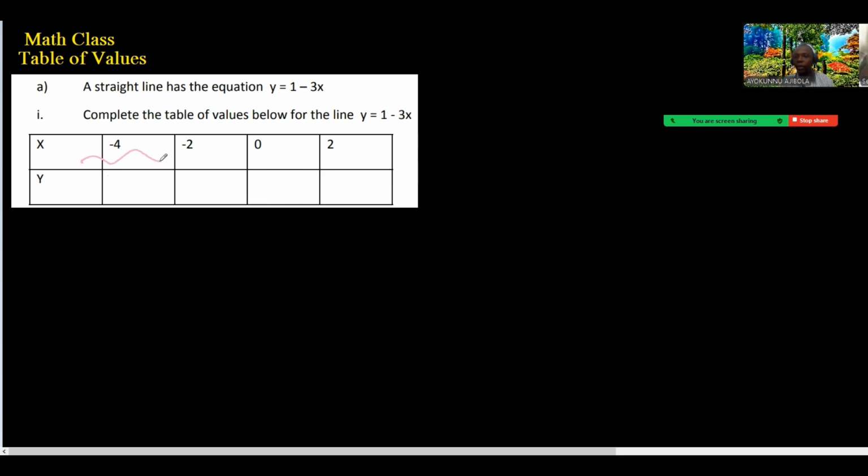We've already been given the input values. So if the input is -4, we need to find the output. And to find the output, we use this expression: y must be given by 1 minus 3 of x. So what is the first value of x on the table?